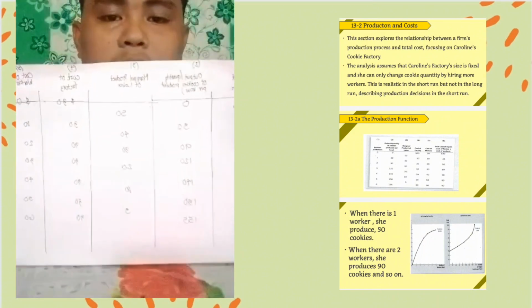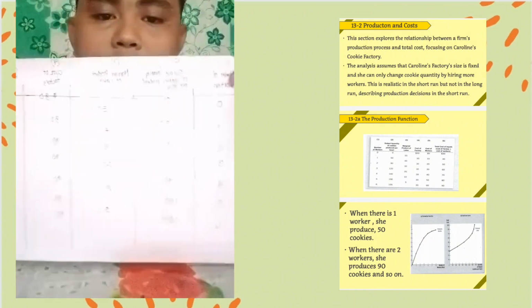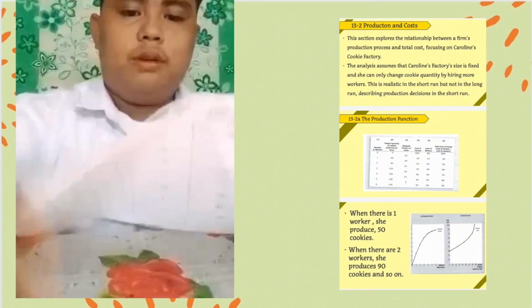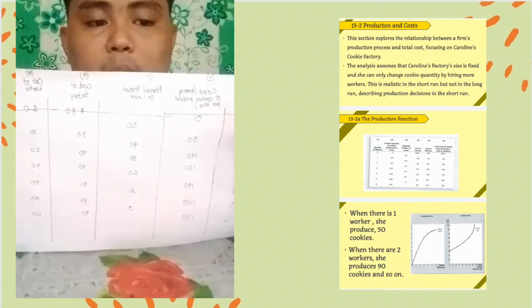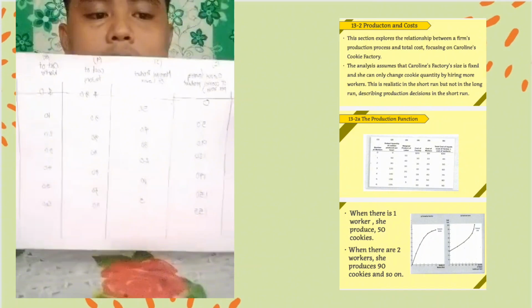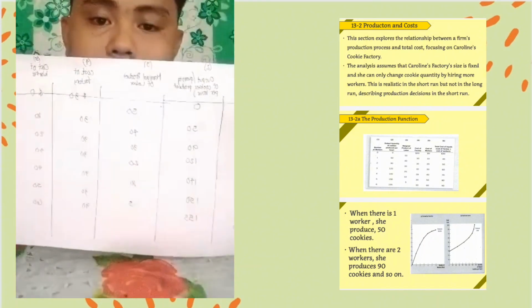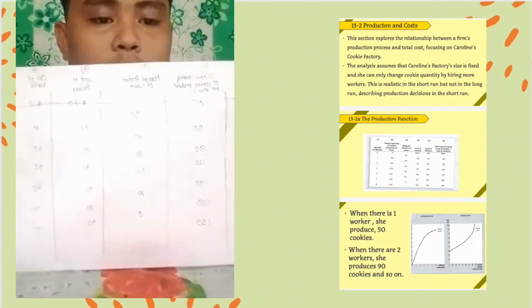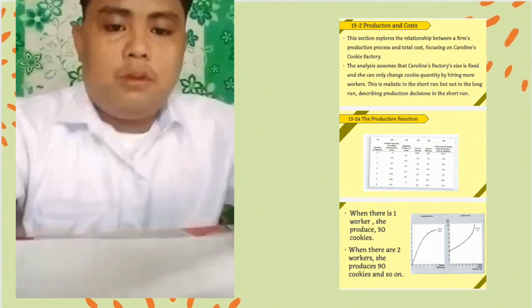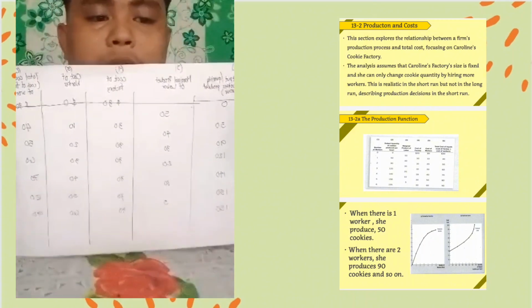When workers go from 2 to 3, the marginal product of the third worker is 30, because it represents the change in output as the number of workers increases from one level to another. So we notice that as the number of workers increases, the marginal product declines. The second worker has a marginal product of 40 cookies, the third worker has a marginal product of 30 cookies, and the fourth worker has a marginal product of 20 cookies. This property is called diminishing marginal product.